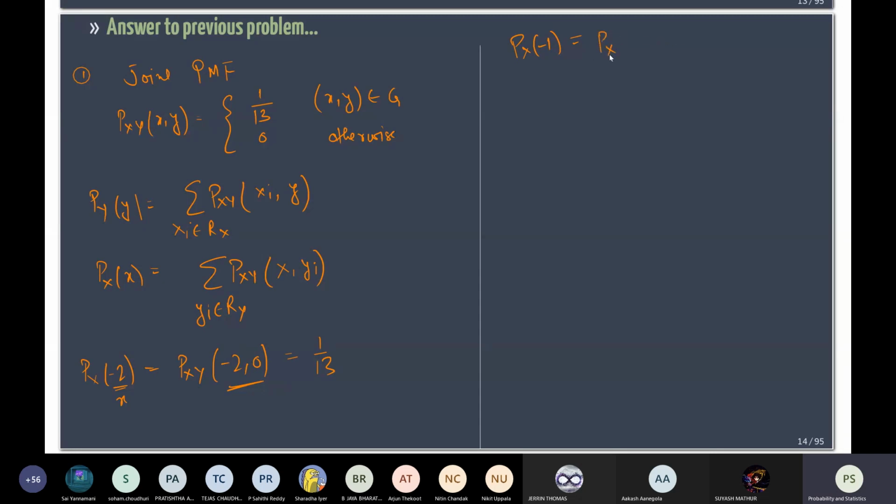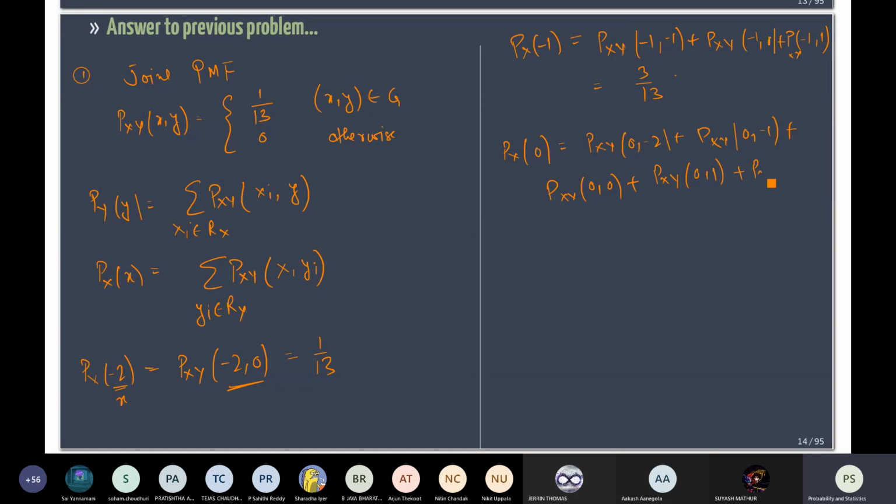So this is the probability P_XY(-1, -1) plus P_XY(-1, 0) plus P_XY(-1, 1). So this is 1 over 13, 1 over 13, 1 over 13, so it's 3 over 13. And the probability that x equals 0: in this case, you will have a lot more options. So P_XY(0, -2) plus P_XY(0, -1) plus P_XY(0, 0) plus P_XY(0, 1) plus P_XY(0, 2), and in this case it's 5 over 13.